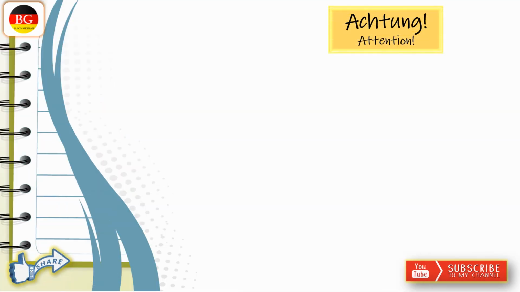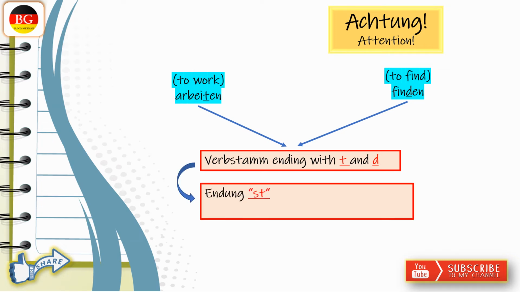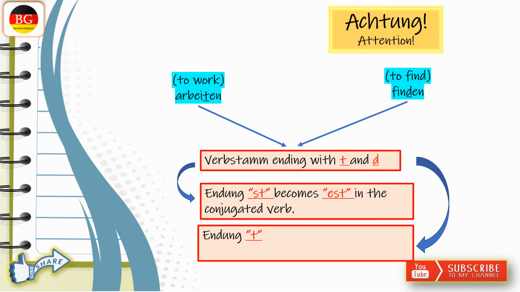Achtung, attention. Now let's see one more exception. To work, arbeiten. To find, finden. For verb stems ending with t and d, the ending st becomes est in the conjugated verb, and the ending t becomes et in the conjugated verb. Now let's see how.